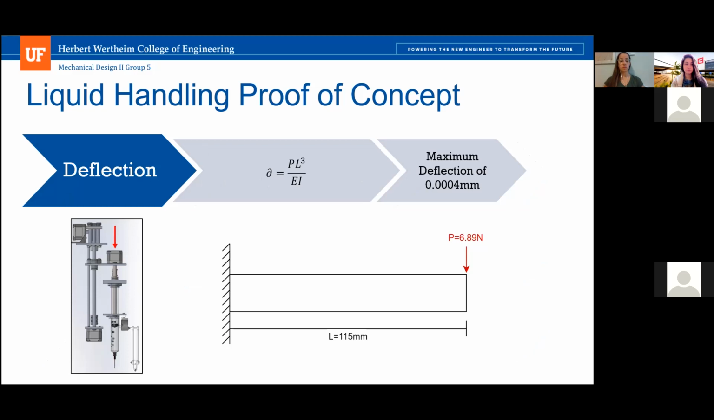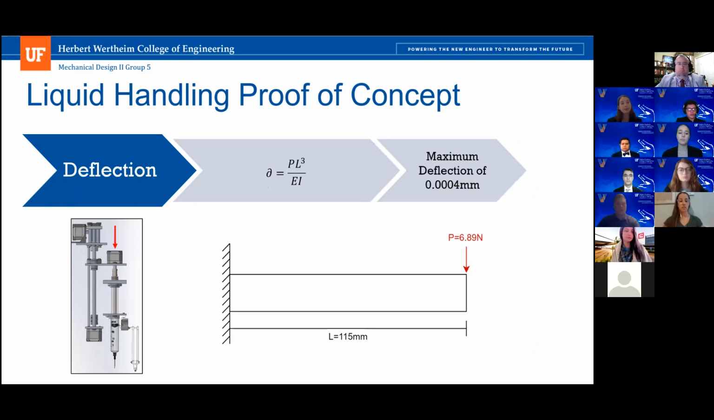So this last calculation that we did actually came from questions that we got during our poster symposium around concerns regarding the deflection of our liquid handling system. So we performed this calculation using a simple cantilever beam analysis, and we found that the deflection would be only 0.0004 millimeters, so we don't expect this to be an issue in use.